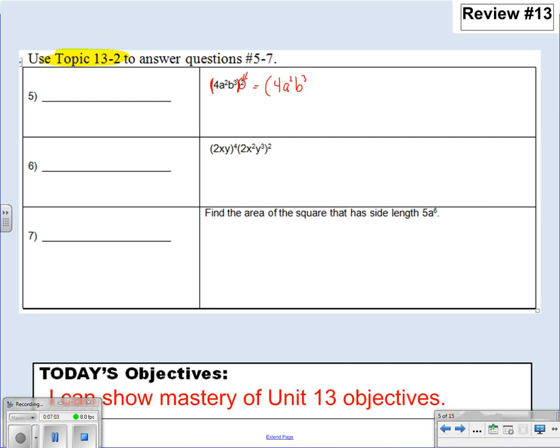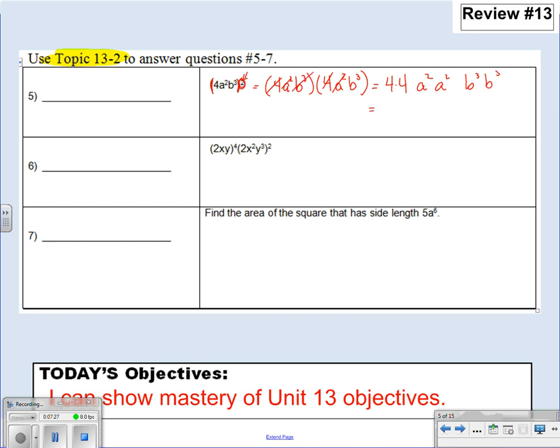So we're going to stamp out the parenthesis twice. That gives us 4a squared b cubed, and we do that 2 times because the exponent on the outside is 2. Now we will follow our rules of multiplication. Put our numbers together, 4 and 4. Put our letters together, so I have a squared and an a squared. And in our b's, we have b cubed and b cubed.